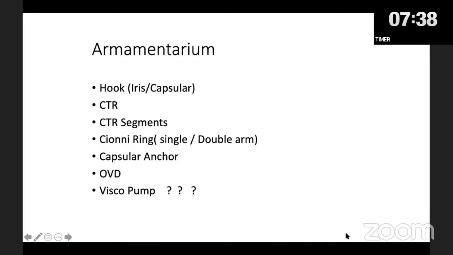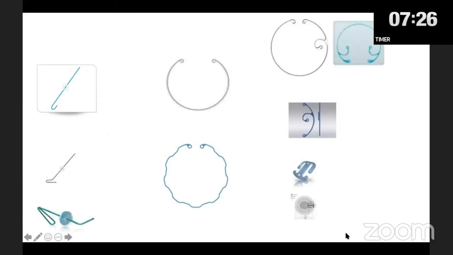I use a lot of OVD; I think OVD is an important factor for this type of case. Definitely OVD is the most important factor, and I use it in subluxated cases. This is the anchor, which is used for post-surgery decentration. Generally the surgeon does not prefer it in primary surgery.